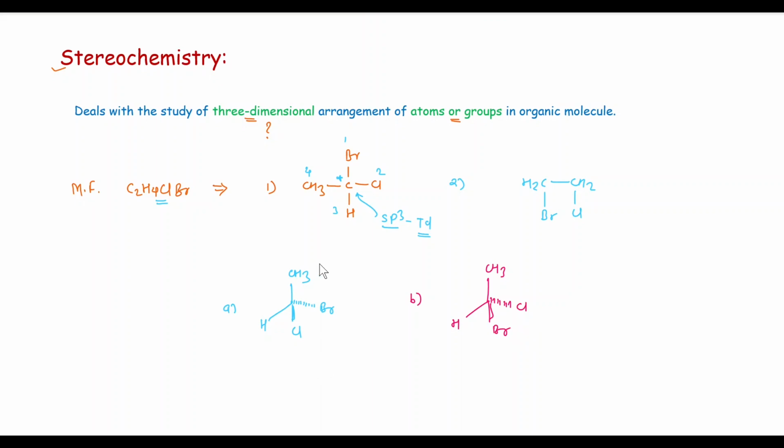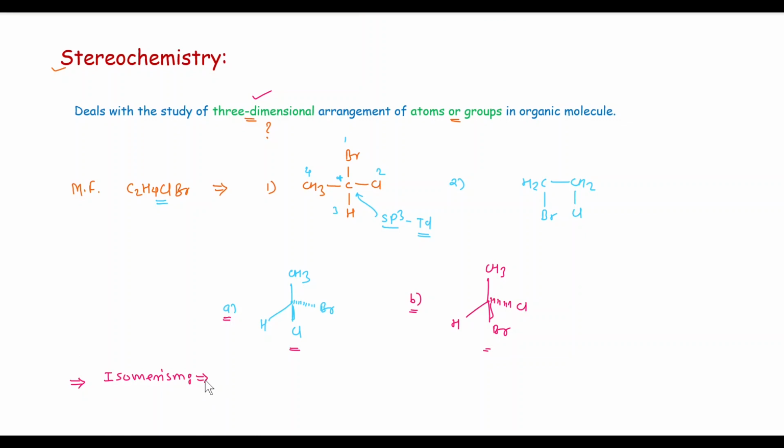When we think about these two structures, structure A and structure B, we find that the chemical as well as physical properties of both molecules are different, and that is why studying the molecular structure in three dimensions is very important. To understand the stereochemistry of an organic molecule, we have to understand some basic concepts. The first basic concept of stereochemistry is isomerism.